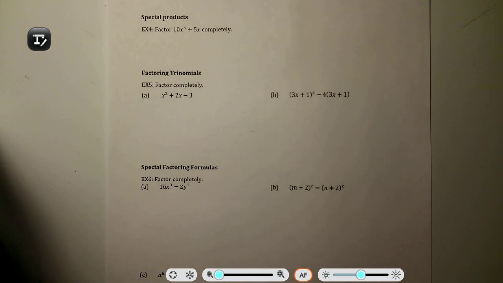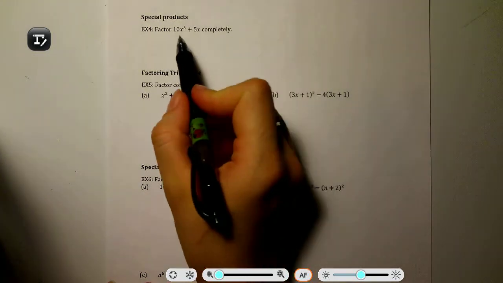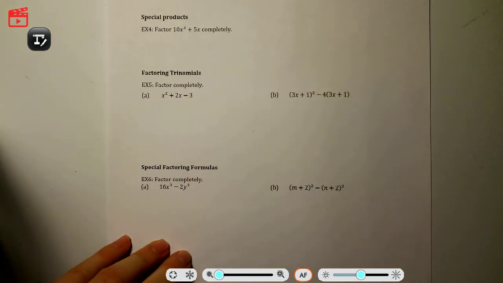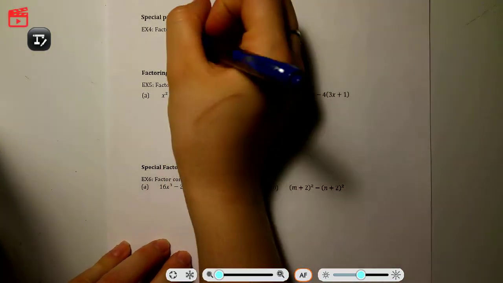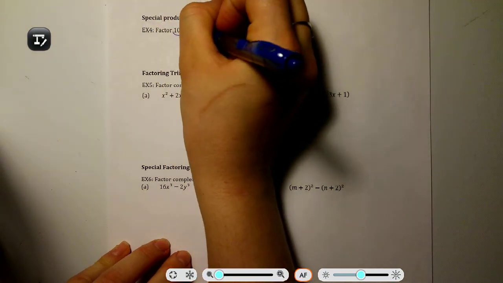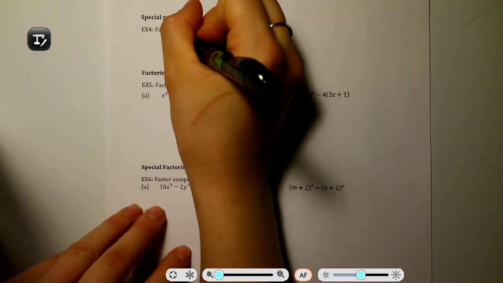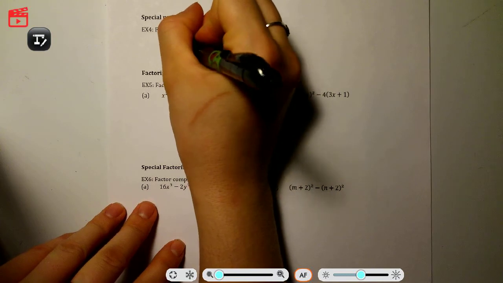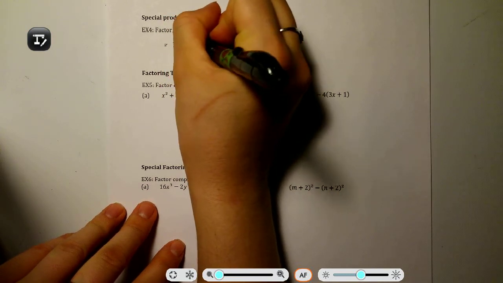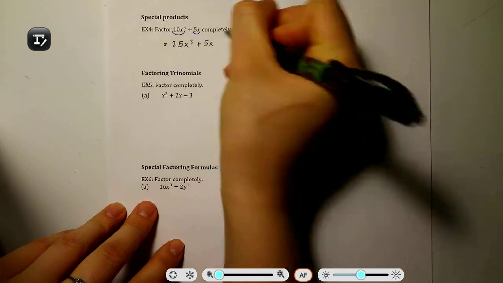All right, here we go. We're doing special products. We want to factor 10x cubed plus 5x completely. So when we factor, we take a look at the terms and try and figure out what they have in common. So 10x cubed plus 5x. Let's break that down a little bit. 10 can be rewritten as 2 times 5x cubed plus 5x.